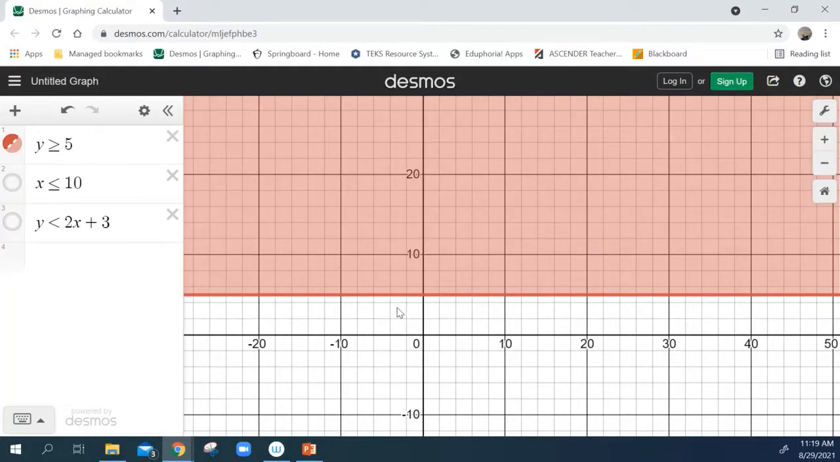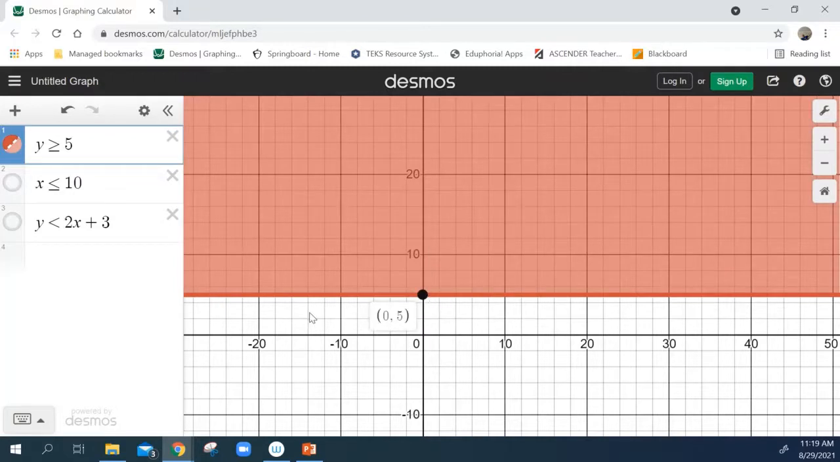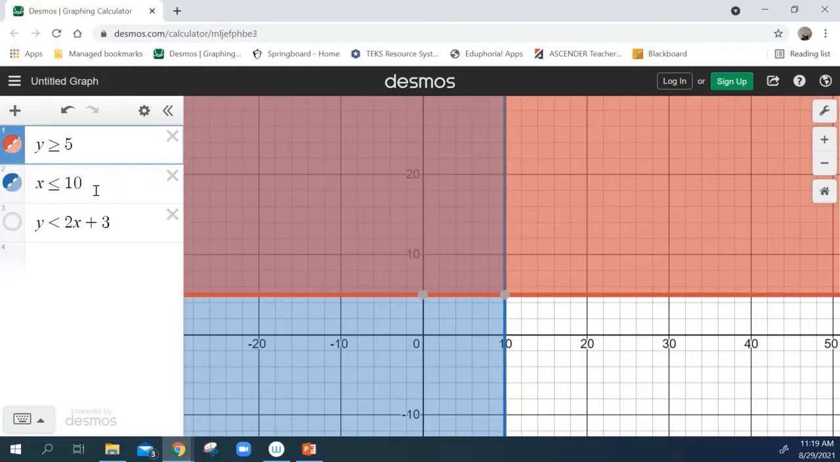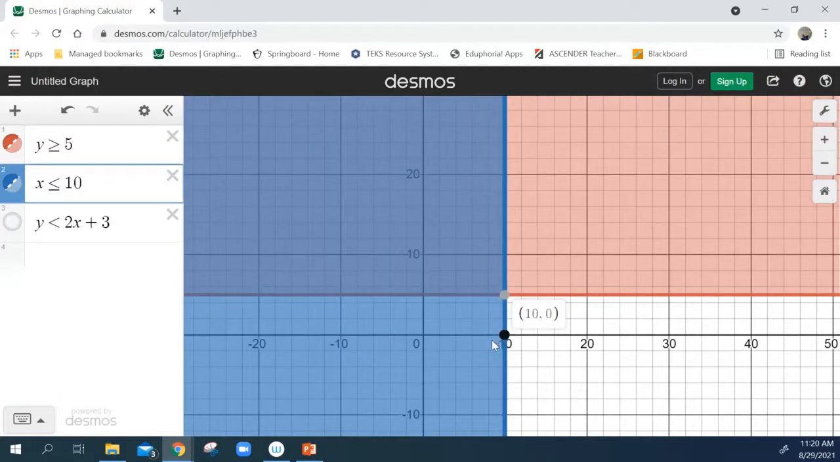So we see we've got a solid line right here at y equals 5, and everything above this is shaded because we're talking about y is greater than or higher than or equal to 5. And we're including 5 itself with a solid line here. Okay, then we include x is less than or equal to 10, right? And here we clearly see this is x equals 10, and everything to the left of it, including 10, is shaded in here in blue, right? So this means we're including the value of 10 because we're saying less than or equal to.